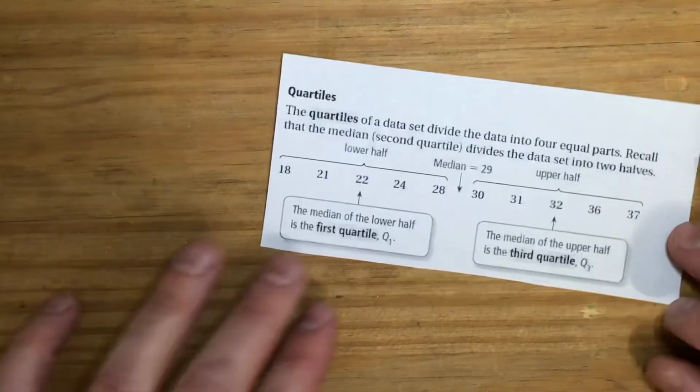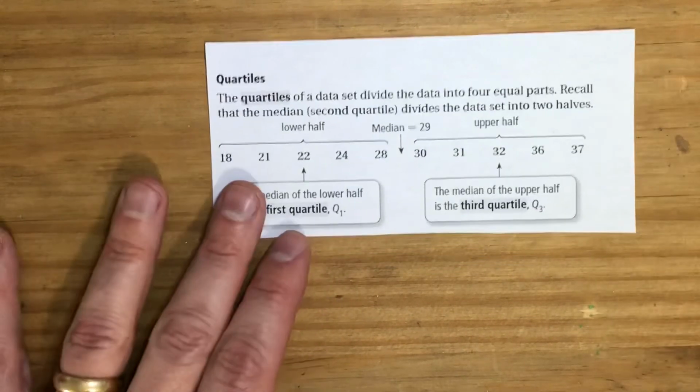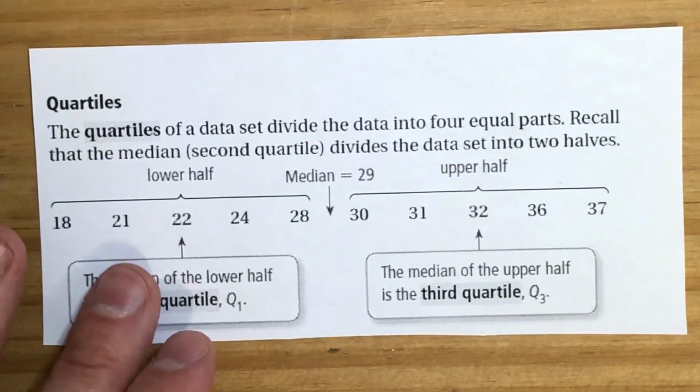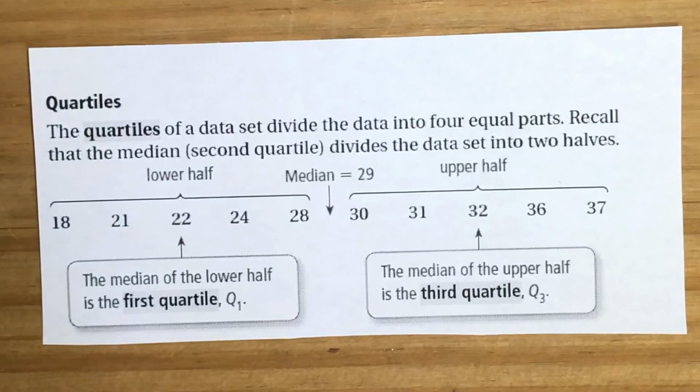Last thing is just a little information from the textbook on quartiles we talked about in the beginning of this lesson. Quartiles of a data set divide the data into 4 equal parts. The median will be called our second quartile, and that's what divides our data into 2 halves. This is just another graphic I forgot to include earlier that I didn't want to miss.